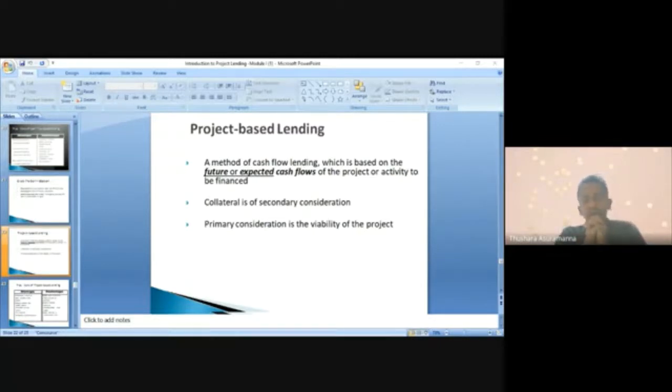Collateral is secondary, very important, like in cash flow based lending. In project based lending also, collateral is secondary. It's not a thing that you are worried about. It's good to have, but it's not the primary consideration. The primary consideration is viability, feasibility. Remember on day one, we learned about project formulation. There we talked about feasibility and viability. We discuss it a bit later, some more in this word, some under this concept.